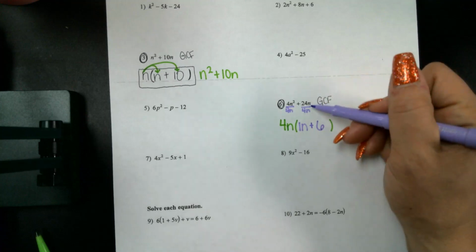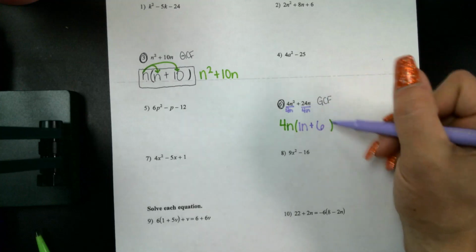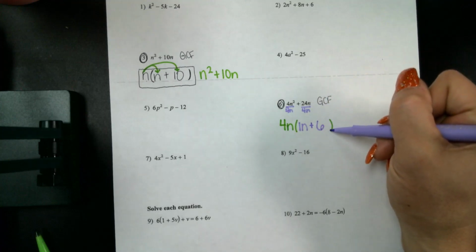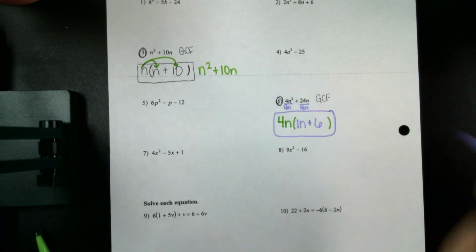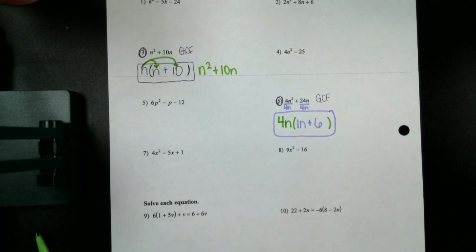And if I had an n, but I took an n out, are there any n's left? Nope. So this is done. That right there is your answer. And then you can just check yourself by doing multiplication.